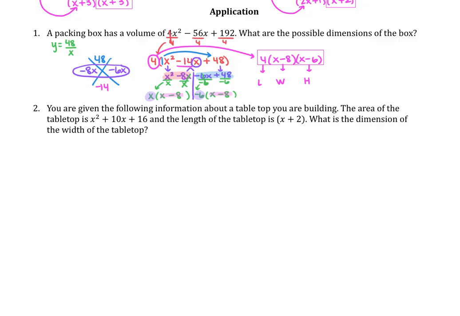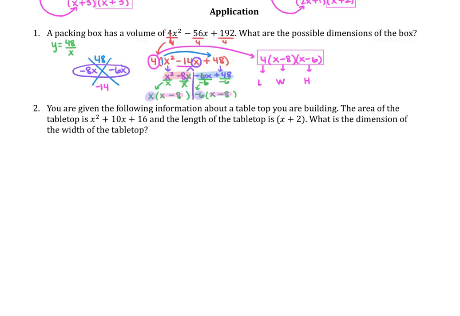All right, we have one more. You are given the following information about a tabletop you are building. The area of the tabletop is x squared plus 10x plus 16, and the length of the tabletop is x plus 2. What is the dimension of the width of the tabletop?